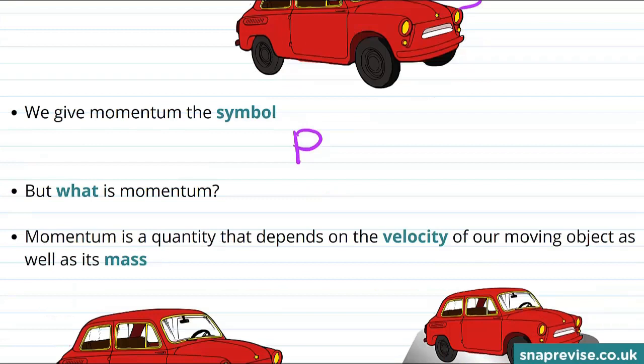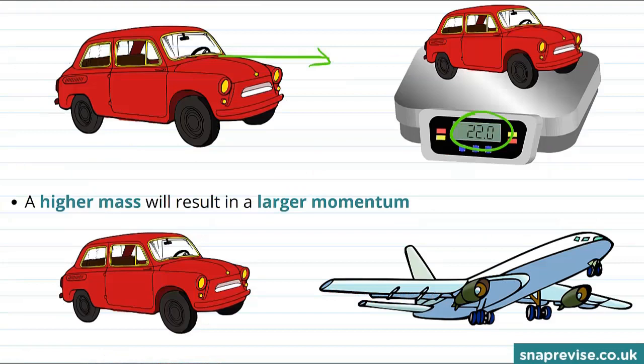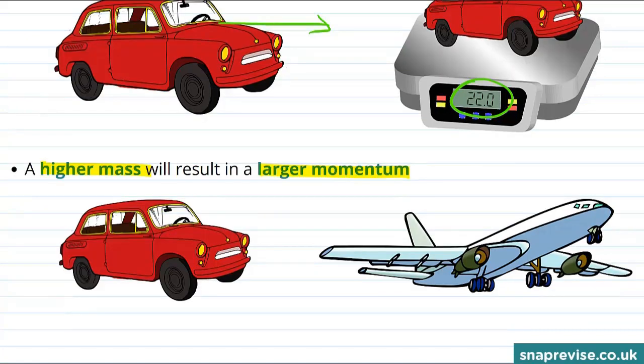Let's focus more now on what momentum actually is. Momentum is a quantity that depends on the velocity of our moving object as well as its mass. So the momentum depends on, for example, the speed of the car and what its mass is. With regards to the dependence on mass, an object with a higher mass will have a larger momentum.